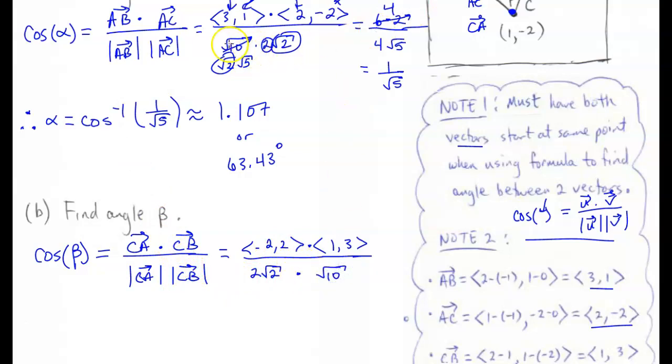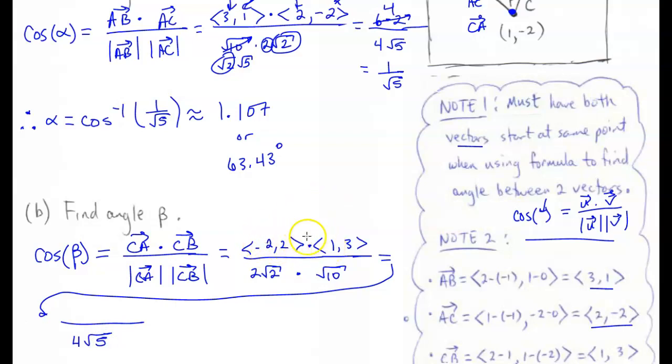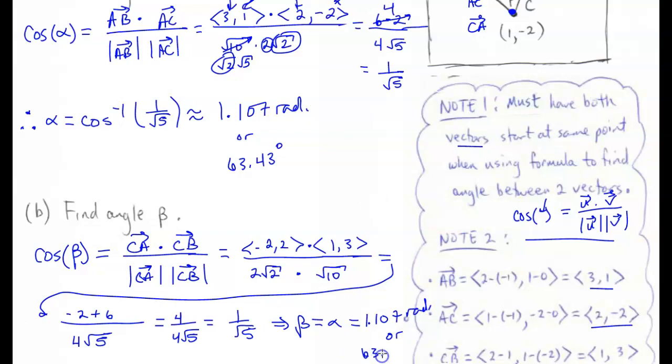So pretty much what we had up here in this first example. Because of that, we already know that the denominator here is just going to end up being 4 times square root of 5 again. Our numerator is going to be the dot product of these two vectors. So negative 2 times a positive 1 will be minus 2, plus 2 times 3 is going to be 6. That's just going to be 4 over 4 times square root of 5. So we essentially have the same answer again. So here we know beta is going to be equal to alpha in this case, because again, we're going to end up with the same thing here, which is going to be 1.107 radians, or 63.43 degrees.